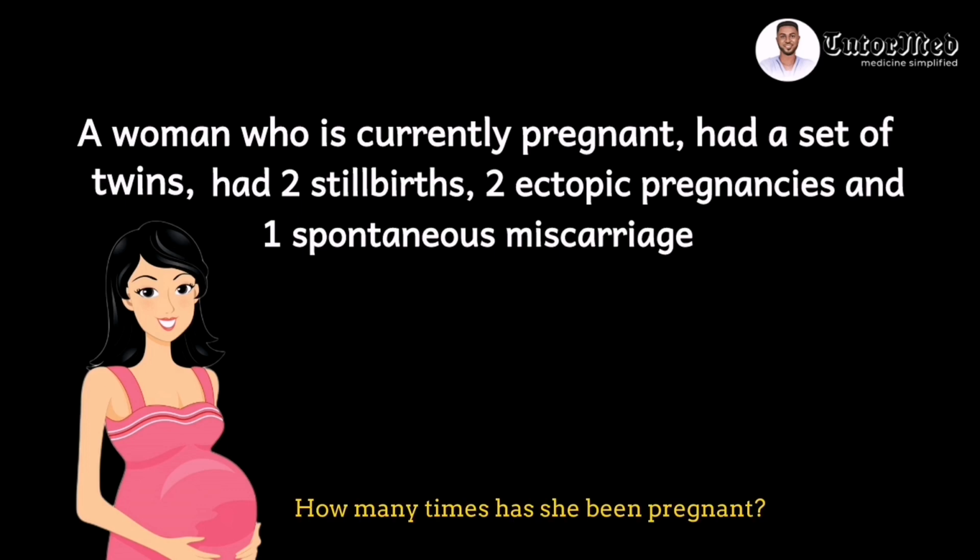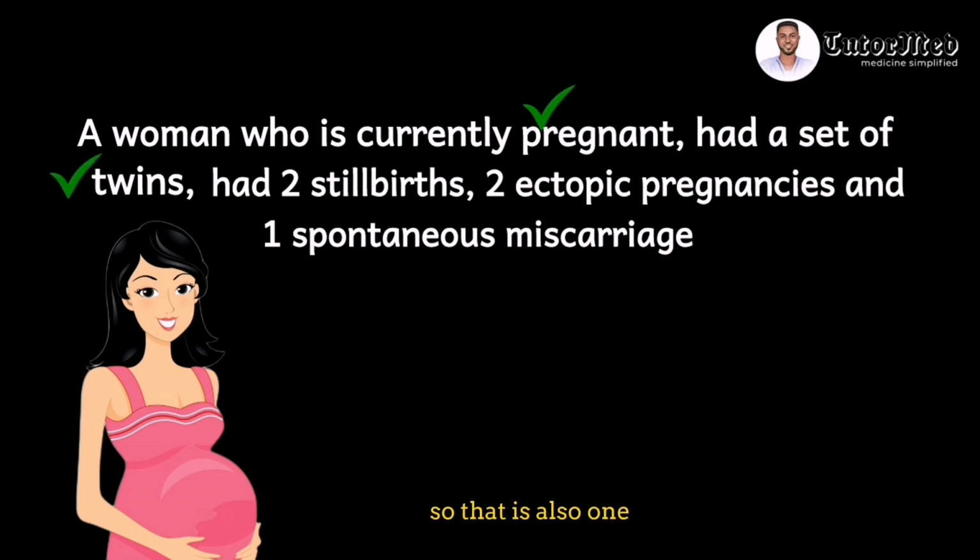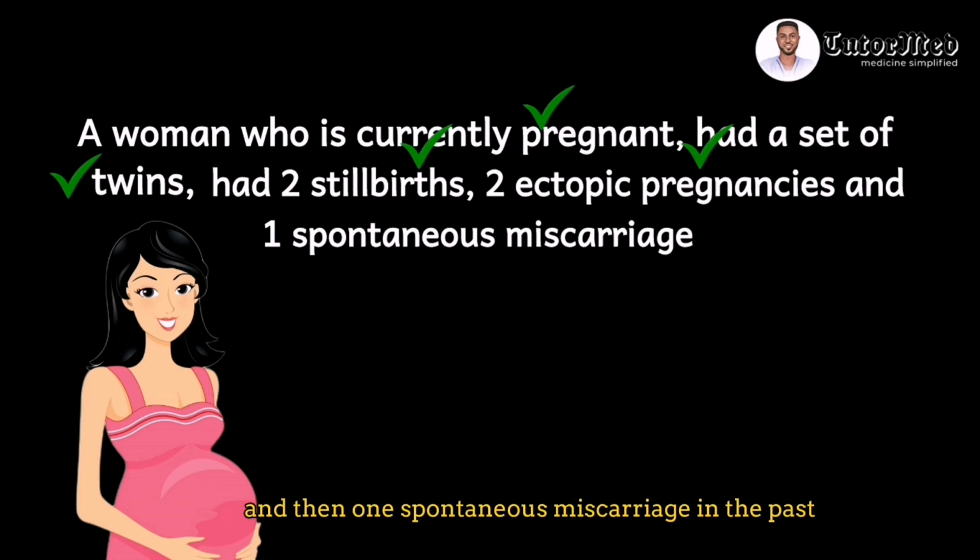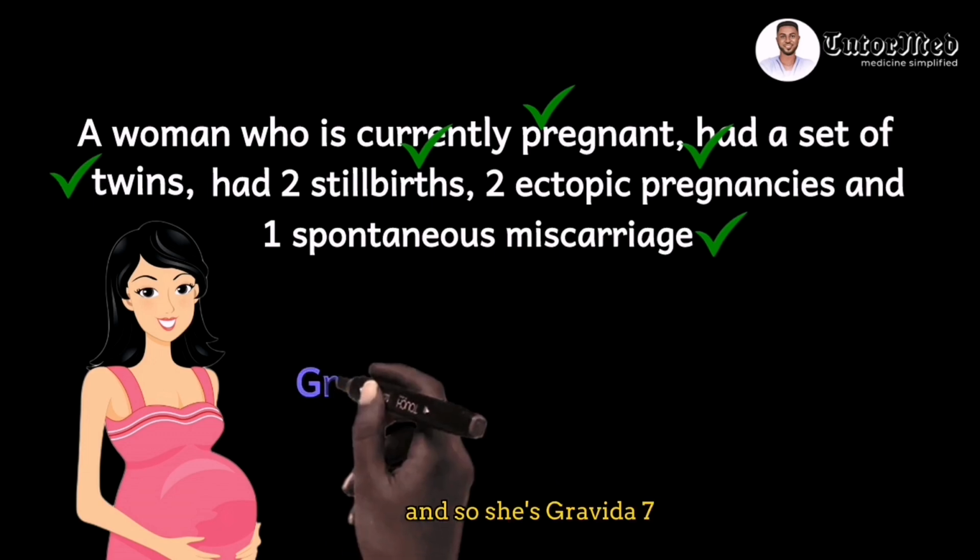How many times has she been pregnant at the time you are seeing her? So she's currently pregnant, that is 1. Two, she had a set of twins from a single pregnancy, so that is also 1. So you have 2 now. She had 2 stillbirths, that is plus 2, so we have 4 pregnancies. She had 2 ectopic pregnancies, we have 6, and then 1 spontaneous miscarriage in the past. So we have 7 total confirmed pregnancies, and so she's gravida 7.